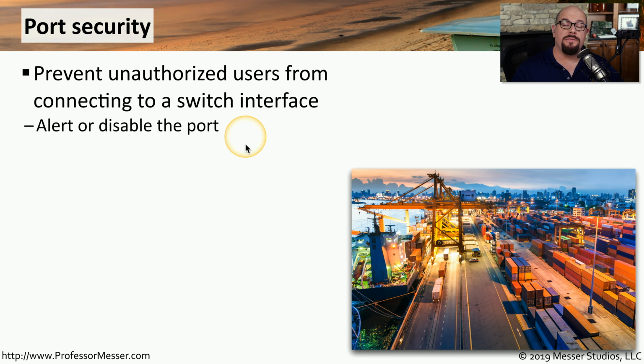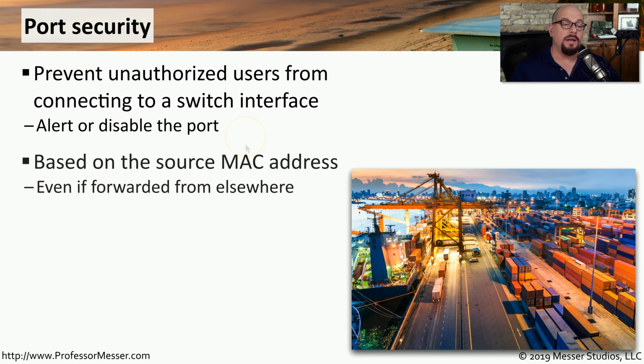This would prevent somebody from unplugging an existing device and plugging in their own device to a switch interface. And then you can have the switch either create an alert or completely block that interface so that no data would be transferred. This monitoring port security is done by looking at the source MAC address that's sending information from that interface. If the switch is expecting one particular MAC address and a different MAC address is transmitting, then it knows that it should alert or disable that interface.